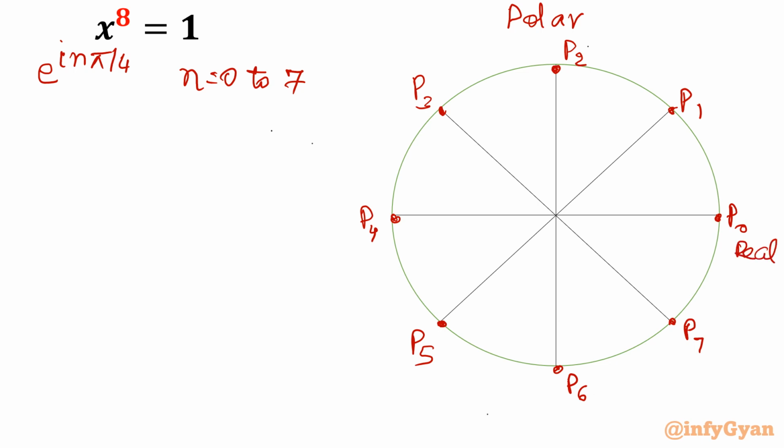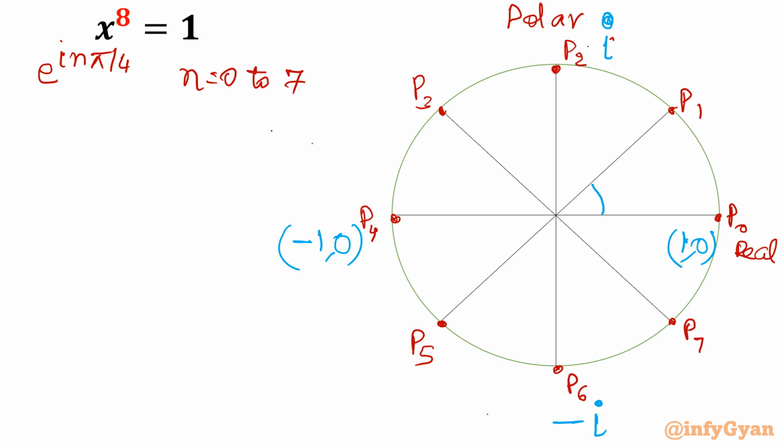Now the horizontal axis is the real axis, and the vertical axis is the imaginary axis. Let me change this color. This is i, the vertical axis is i, and this is minus i. In terms of coordinates, you can write this as 1, 0. This will be minus 1 on the real axis. This value is minus 1, 0.